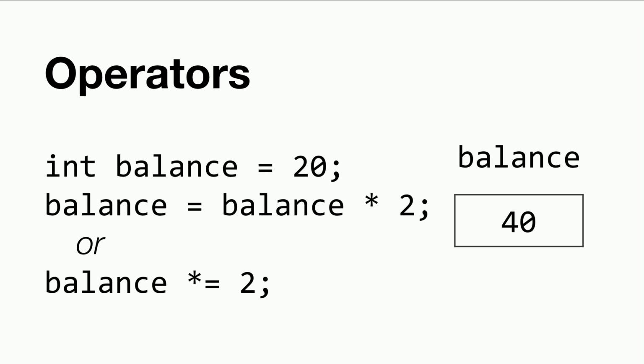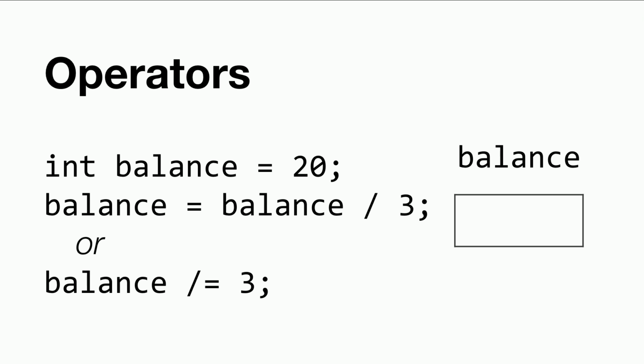We also have multiplication. So same as usual, if I wanted to multiply balance by 2, then I can do balance equals balance times 2, or I could do balance times equals 2. And so those two lines will do the same thing. Similarly, we have division. So balance equals balance divided by 4 will set balance to 5, or you can do balance divided or slash equals 4, and that will also give you 5.